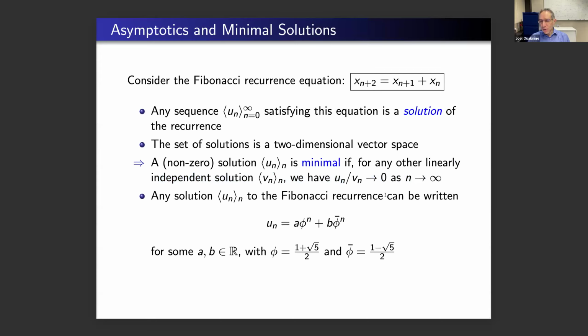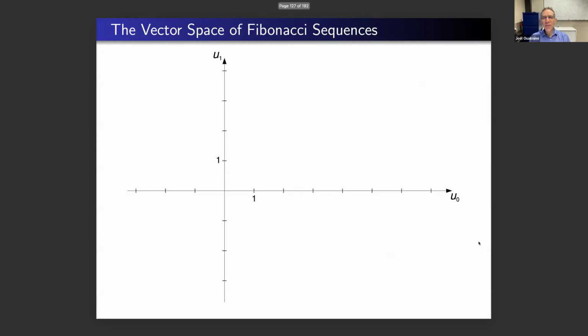And now we know that a solution to the Fibonacci recurrence can be written in general as u_n is a times phi to the n plus b times phi bar to the n, with arbitrary real numbers a and b, where phi is the golden ratio and phi bar is the Galois conjugate of the golden ratio. And from this, we can immediately guess what the minimal recurrences are, right? The minimal recurrences are going to be those where a is equal to 0 and b is non-zero, because we don't allow the 0. Okay, so when a is 0, it was not hard to see, you will have a minimal recurrence. So let's have a look, visually, at what this looks like.